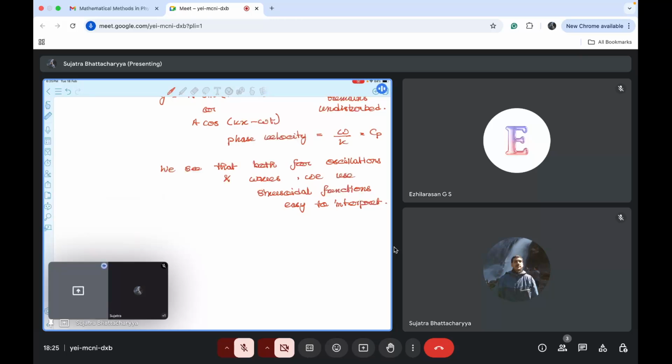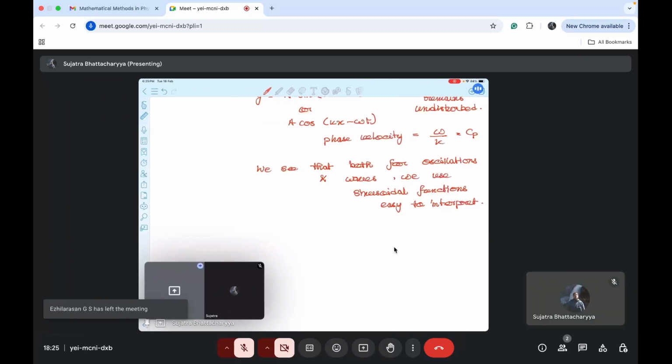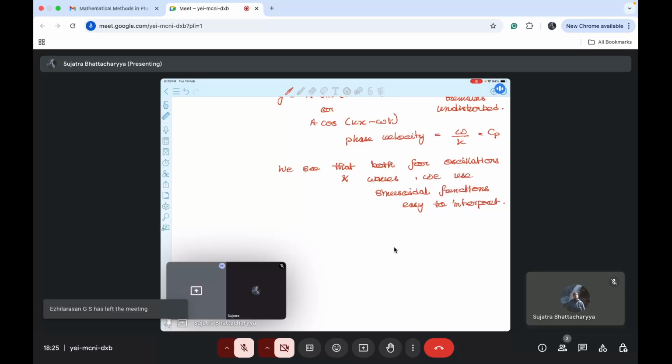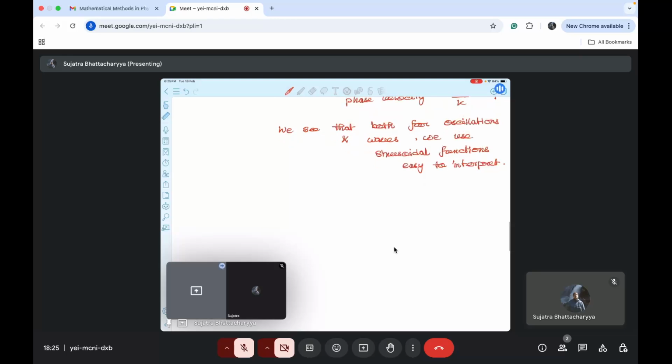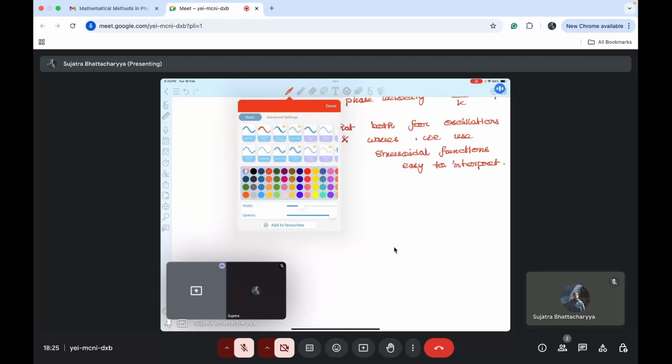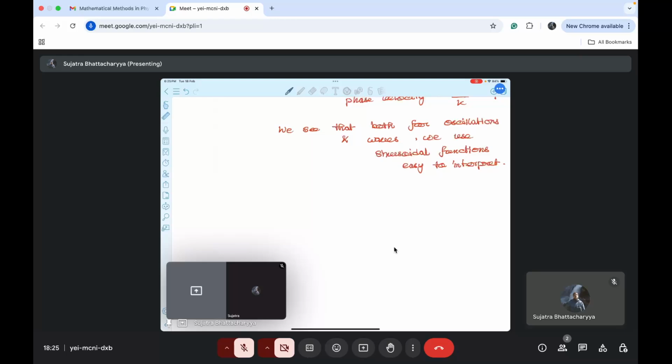Because every time you will not get the exact sine and cosine functions, you may get some other functions, like x, or some tan x, whatever it is. But we can write it in terms of sines and cosines. That is the most important part. Okay, fine. So let's now start the concept of the Fourier series.